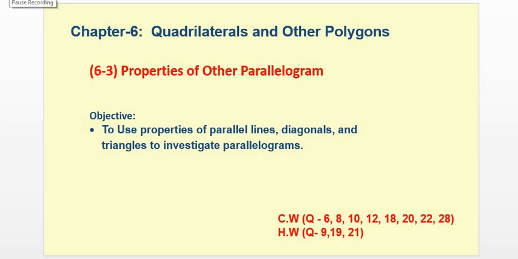Bismillahirrahmanirrahim. Chapter 6, Quadrilaterals and Other Polygons. Lesson 3, Properties of the Other Parallelograms. So our main objective is to use the properties of the parallel lines, diagonals and triangles to investigate the parallelograms.